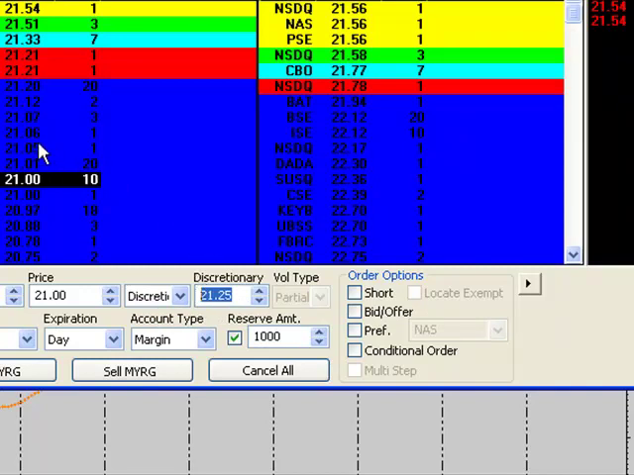But right now, if you look at 21.25, you don't see any action, you don't see any bids in there. There is no bid in existence there. But I know that there is because I'm bidding right now for 1,000 shares at 21.25 or better.